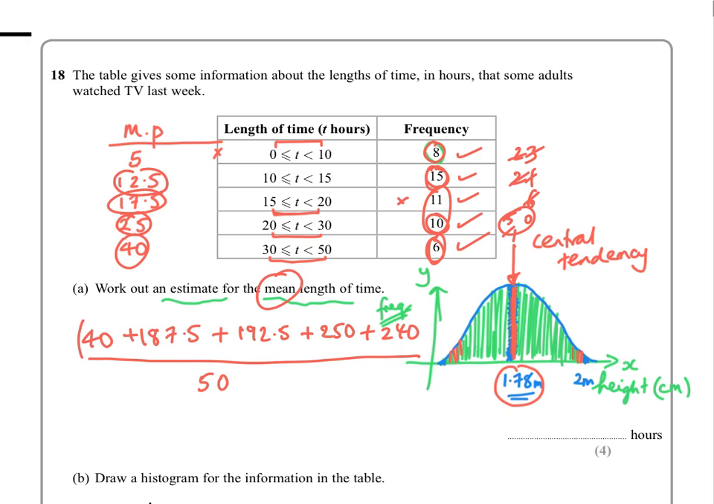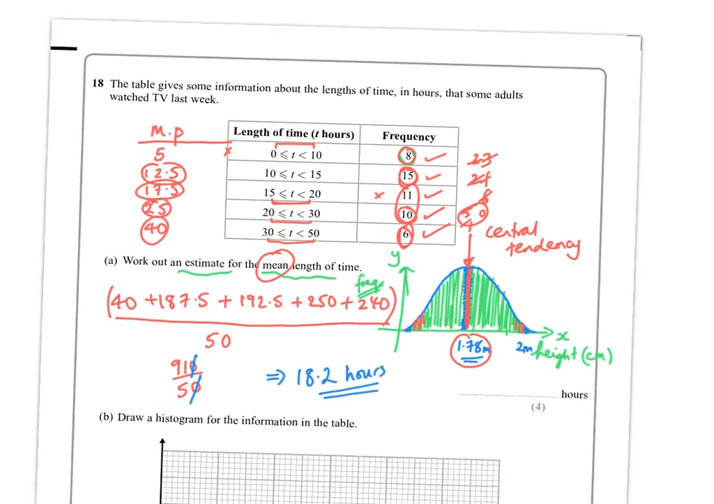So your mean is going to be all of those added together, which is 40 plus 187.5 plus 192.5 plus 250 plus 240, which gives you a total of 910, divided by 50. You've got a calculator, but I know that the answer there should be 18.2, and that'll be 18.2 hours. Okay, that'll be the mean length of time. So let's have a look at the next part.